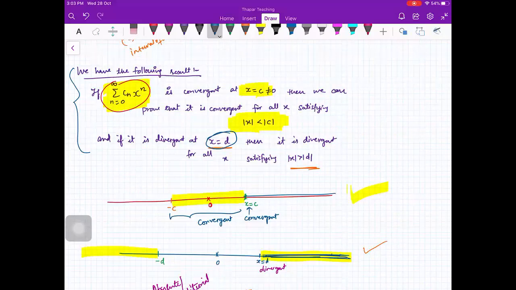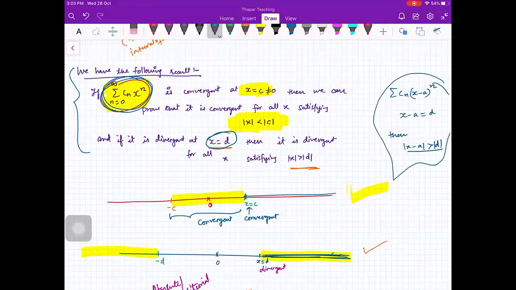Is that okay? And that series was about 0. So if you have this series Cn x minus a raised to power n, and if it is divergent at x minus a equal to D, then it is divergent for mod of x minus a greater than mod D. Okay, so you don't have to go into the calculations. You can just say if we get any point of divergence, outside that your series is divergent.